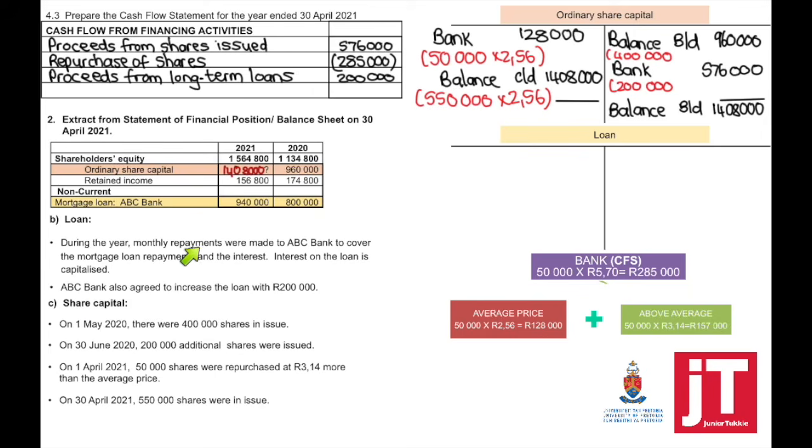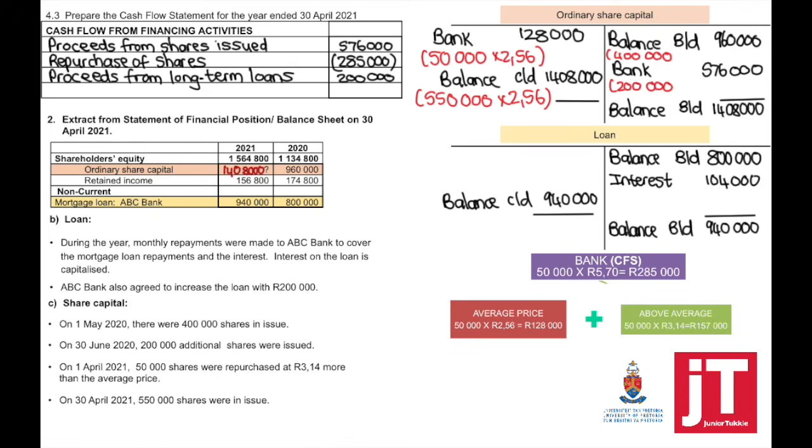During the year, monthly repayments were made to ABC Bank to cover the mortgage loan repayment and the interest. Interest on the loan is capitalized. It means we need to calculate this. Now to find the repayment of the loan, which includes the interest, we can open a T account and we open the loan account. The balance brought down was given to me in the beginning. The balance brought down at the end was given to me. Balance brought down means balance carried down.